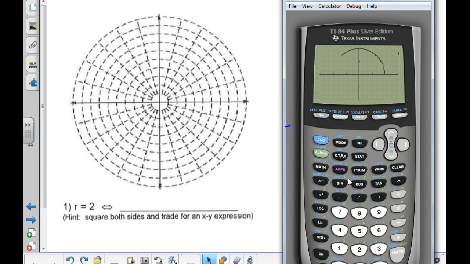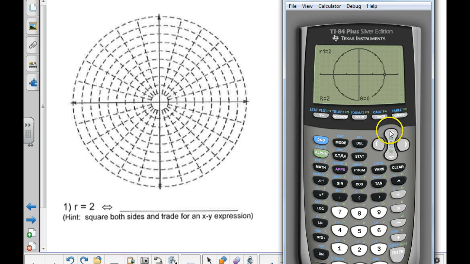I did zoom fit and then zoom square. Zoom fit and then zoom square is a beautiful circle, okay? Go over here and write this on your graph. What is the radius? Did we talk about putting our calculator in polar? Go second, format, and at the top go to polar.